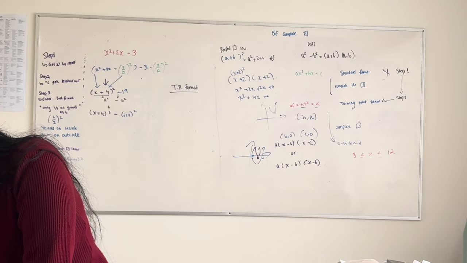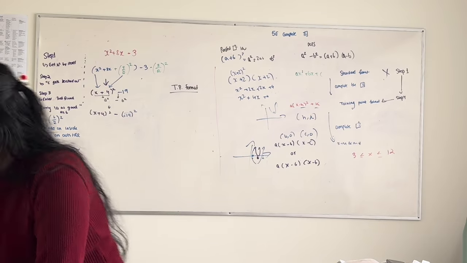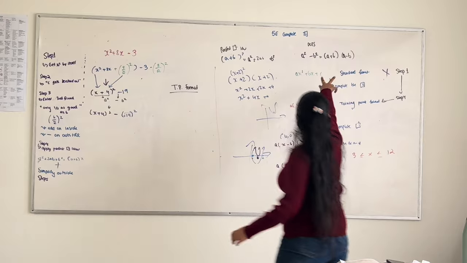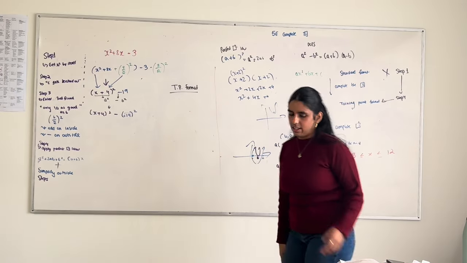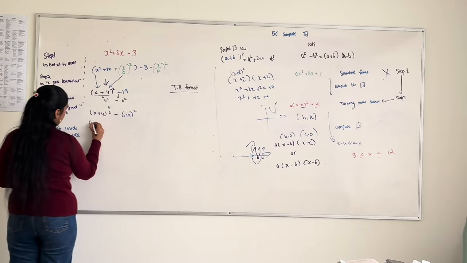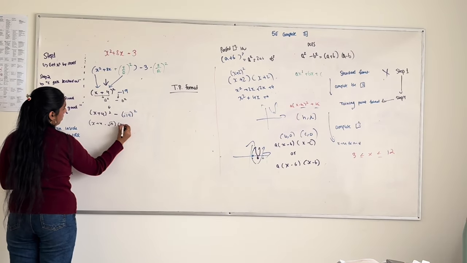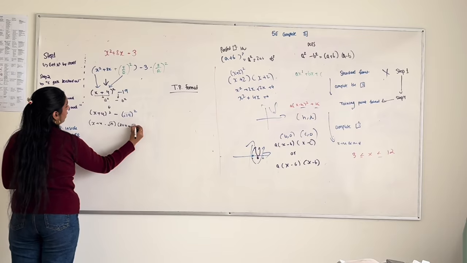Why are they on top of each other? Why are they not next to each other? Look at this. You write them next to each other, no? Yeah. Next. Fantastic. And you got it intuitively, guys. It's x plus 4 minus square root of 19. X plus 4 plus square root of 19.